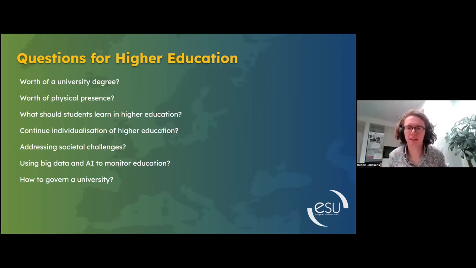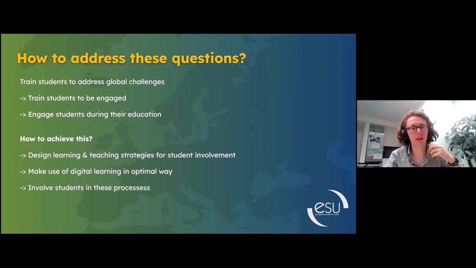And they're all connected because they all are important in making the decisions on how we design teaching and learning, how we design digitalization, and how we want to govern a university. So like I said, we really want to train the students to address those global challenges. They're the experts of the future, but that also means that they need to be trained in how to engage with those challenges and how to engage with society.